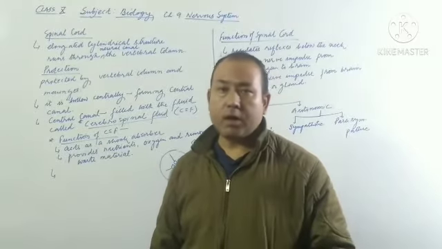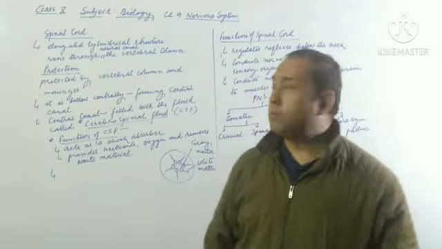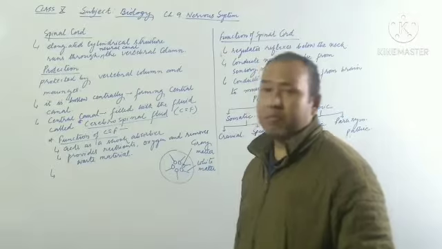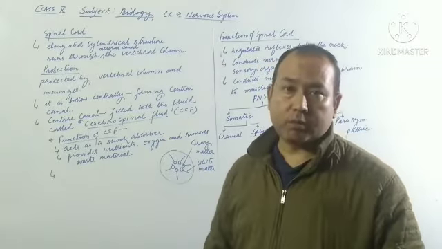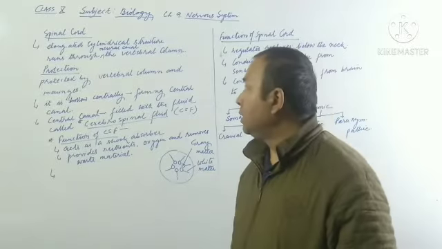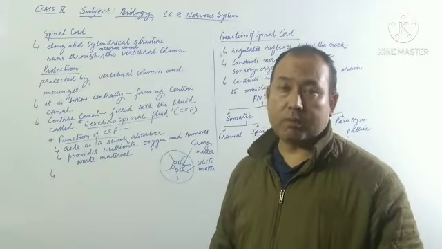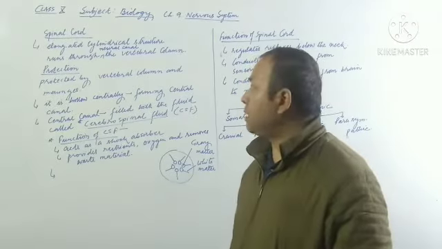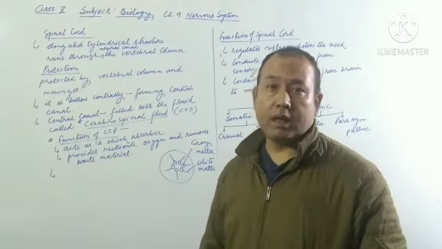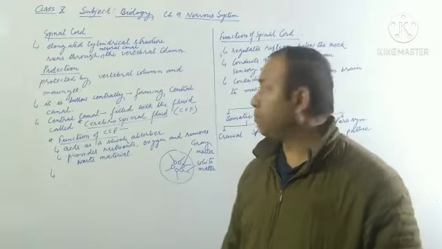Again, we'll be continuing the same chapter, that is nervous system. So far, we have completed the brain, which is a part of central nervous system. Today, we'll be starting a new topic in the same chapter, that is spinal cord. So we'll try to understand about the spinal cord and the remaining parts of the nervous system.